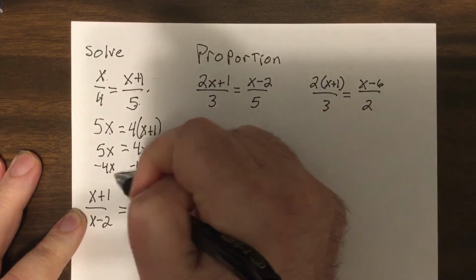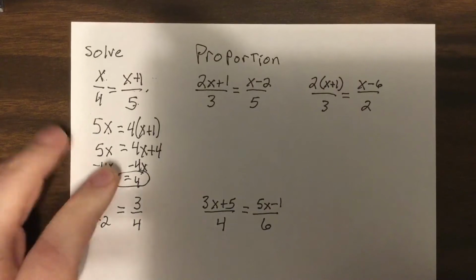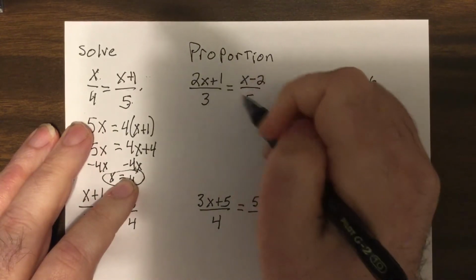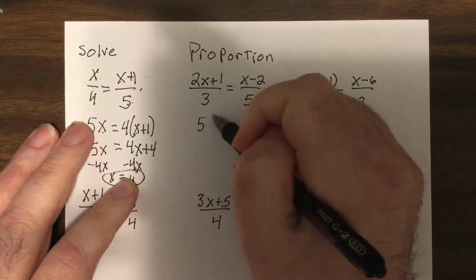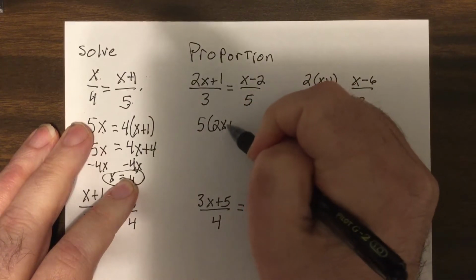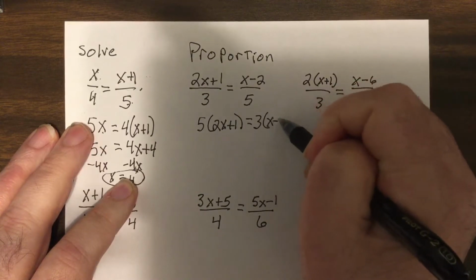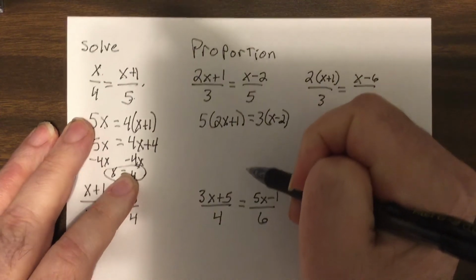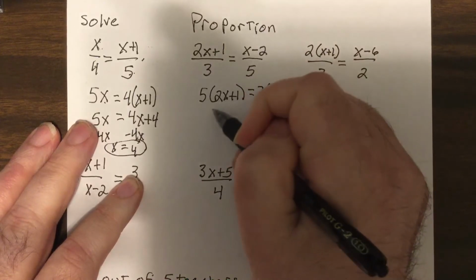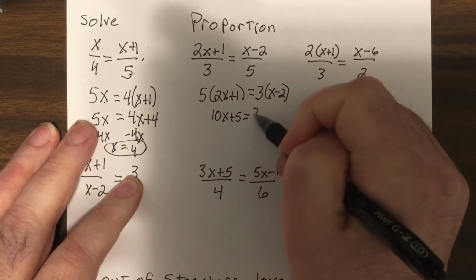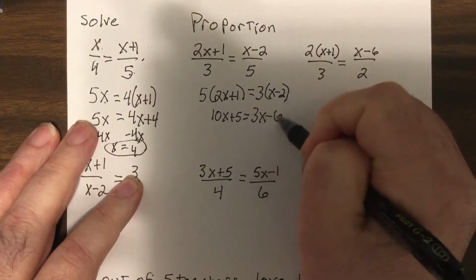I know I don't have a whole lot of room, sorry. So this one. Oh, proportion, cross multiply. So 5 times 2x plus 1 equals 3 times x minus 2. So it'd be 10x plus 5 equals 3x minus 6.